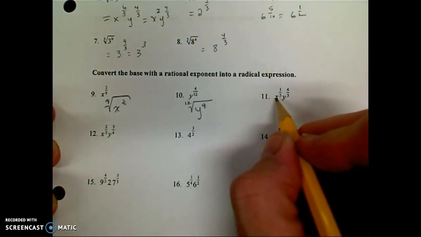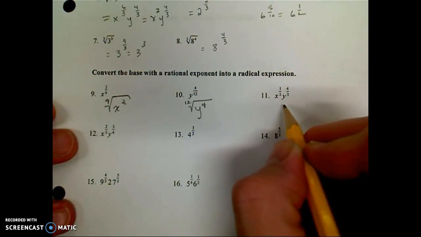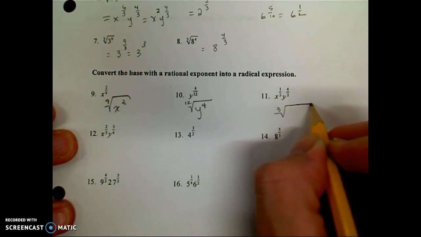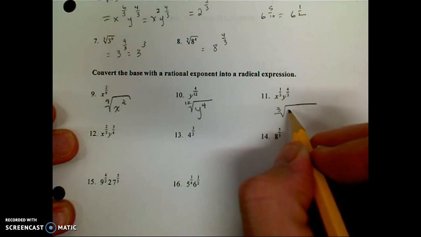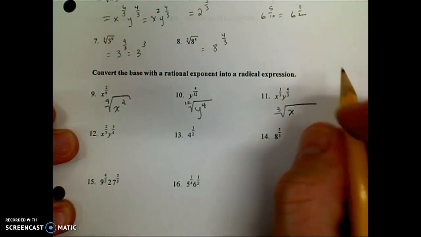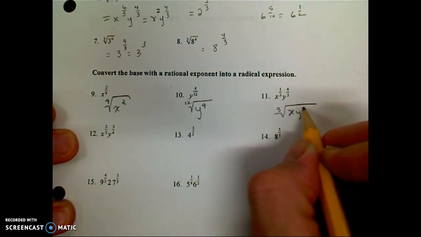What can I do here? I have x to the 1/3, y to the 4/3, so I know this is a cube root, and I have two different variables. X to the first power, so I'll just write x, and then y to the 4th.